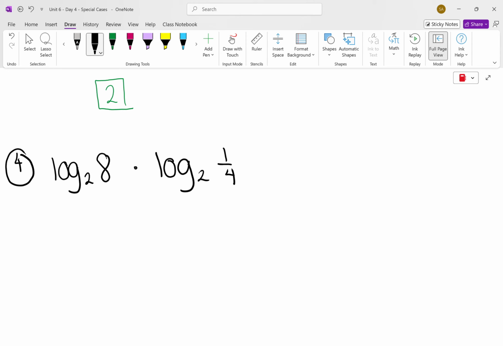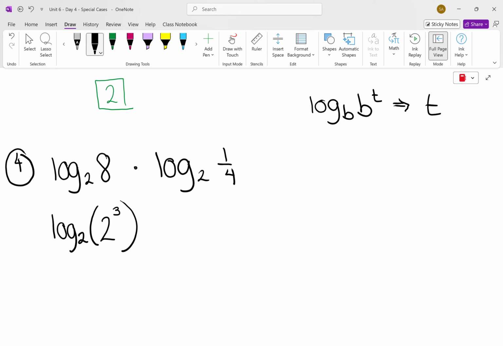All right, so this is log base 2 of 8 times log base 2 of 1/4. Can I change these to make it look like some shortcuts? Yes, I think I can. I can change the first one to make this log base 2 of 2 to the 3rd power. So this is going to be log base b of b to the t equals t. So what does this whole side simplify down to? 3. All right, let's keep going.